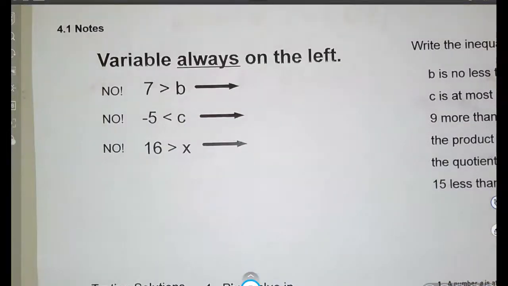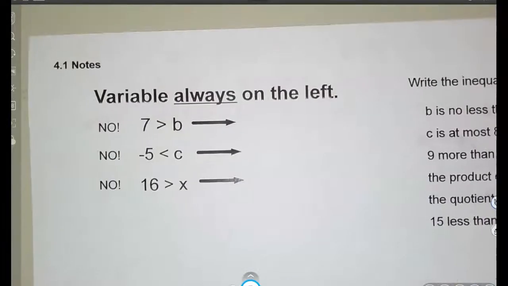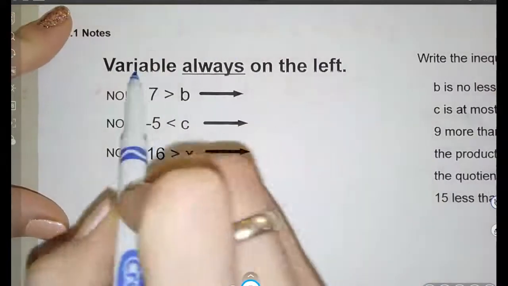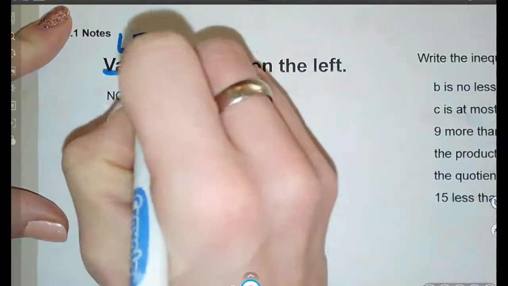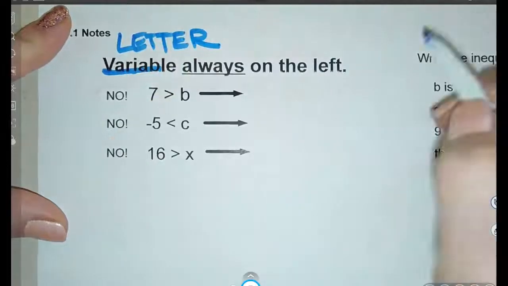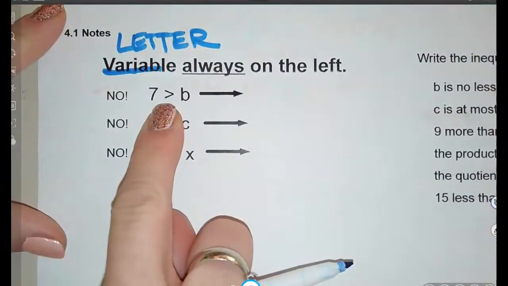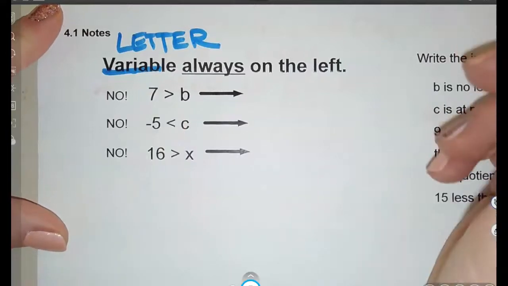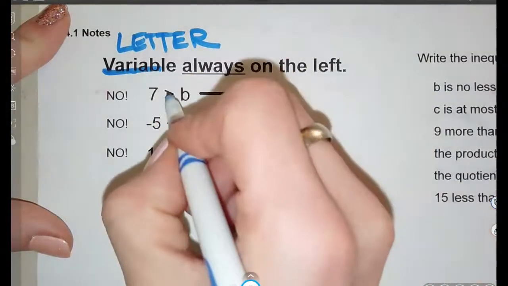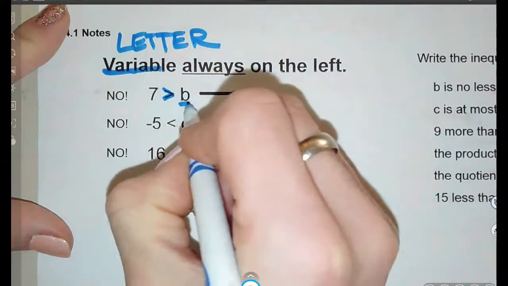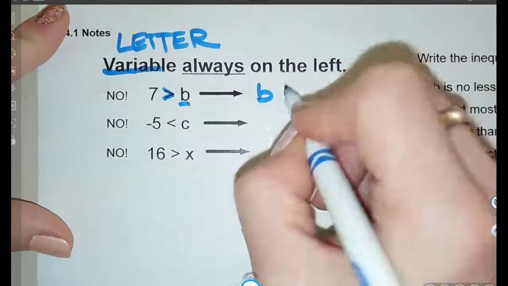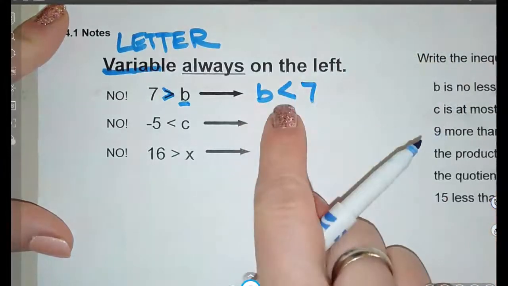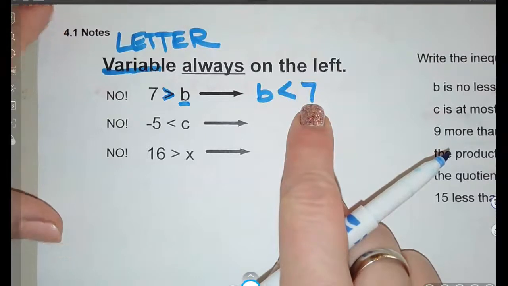Okay, pause there if you need to catch up, and then I'm going to move on to this slide. So whenever we write inequalities, we always want the variable, the letter, to be on the left. Okay, so if you end up with an inequality like this, you need to spin it around so that the variable is on the left. Okay, so what does that mean? Well, so here I notice the pointy side is towards the B, so I'm going to write the B first. The pointy side is still going to be towards the B, and now it says B is less than 7. That's the way I would want to write it.